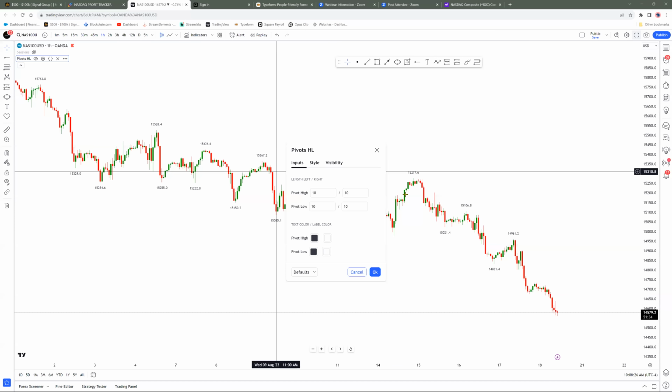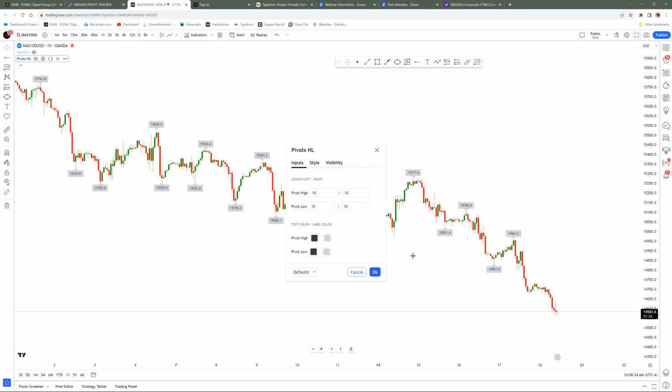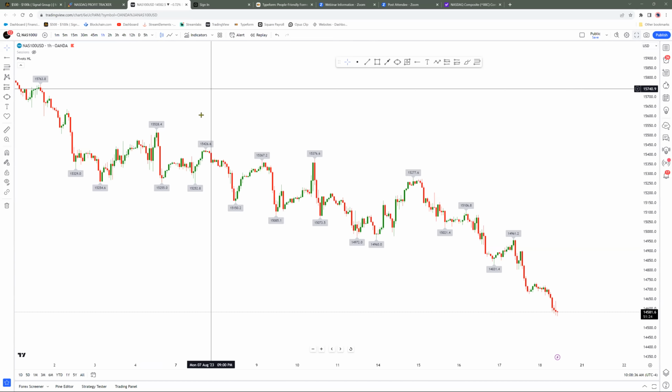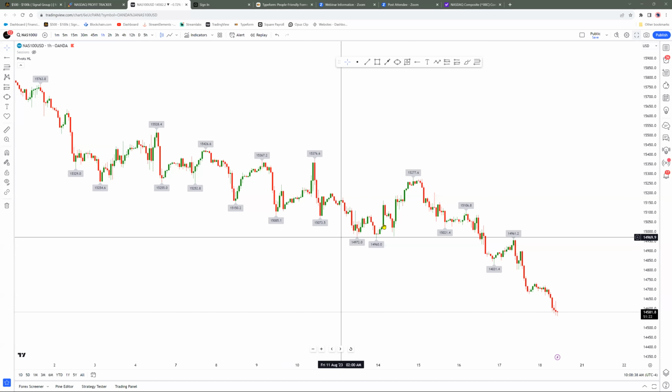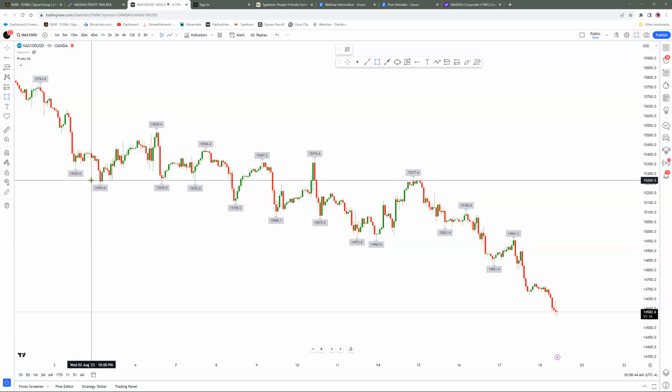Here's the settings for it. It's just 10-10. Mine is white and black, but it doesn't really matter about all this. It really doesn't. But yeah, this is the settings. Nothing's different. This comes default, right? So when it comes to your highs and lows, right? We're going to start here.